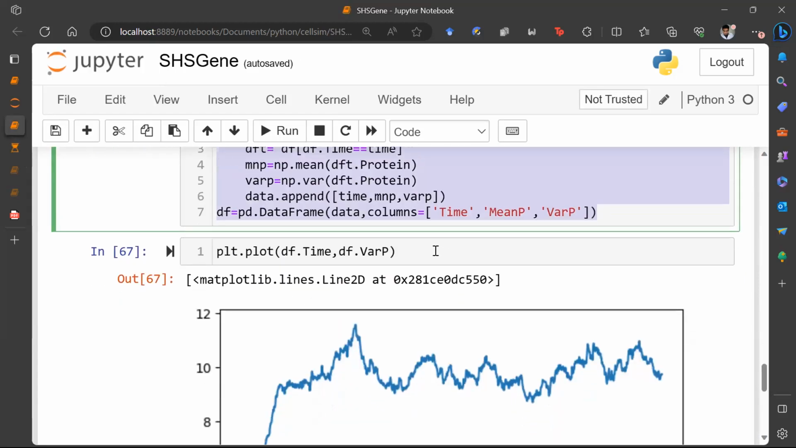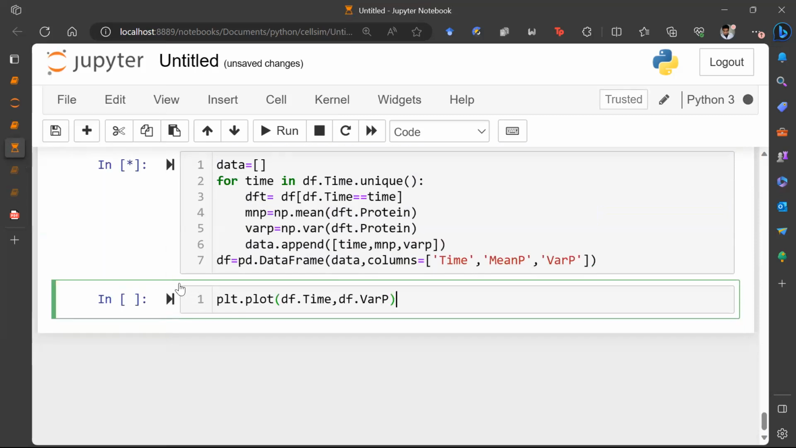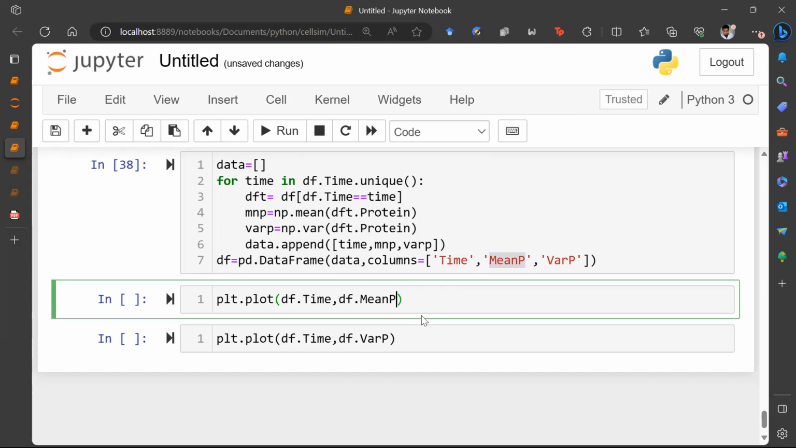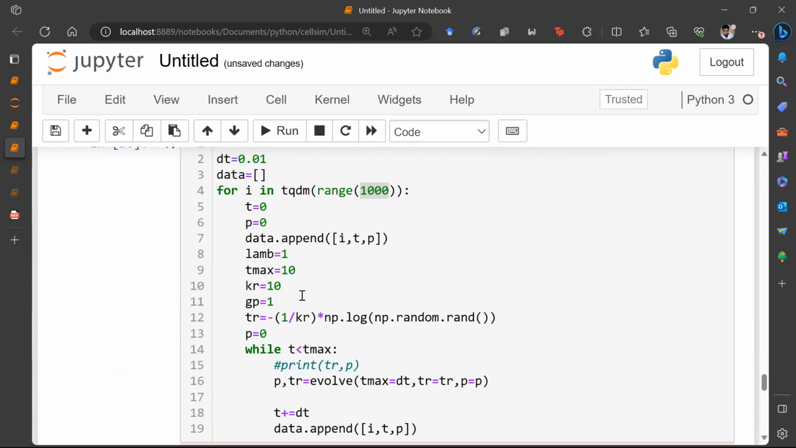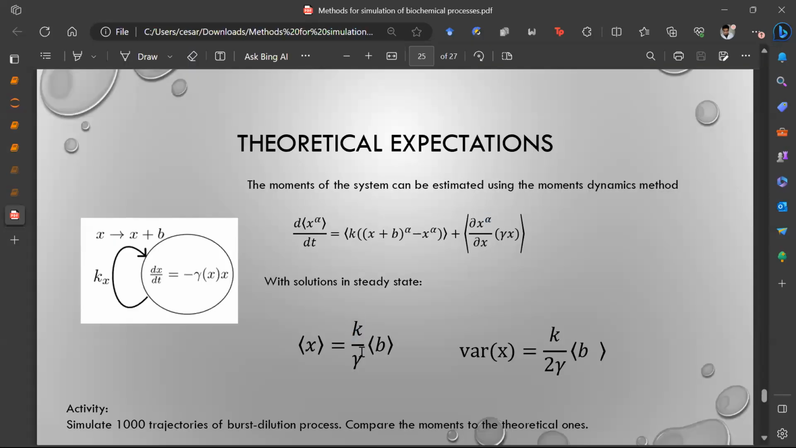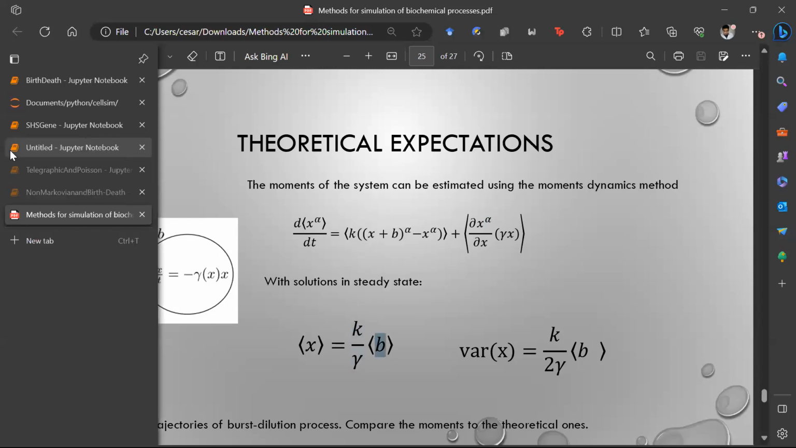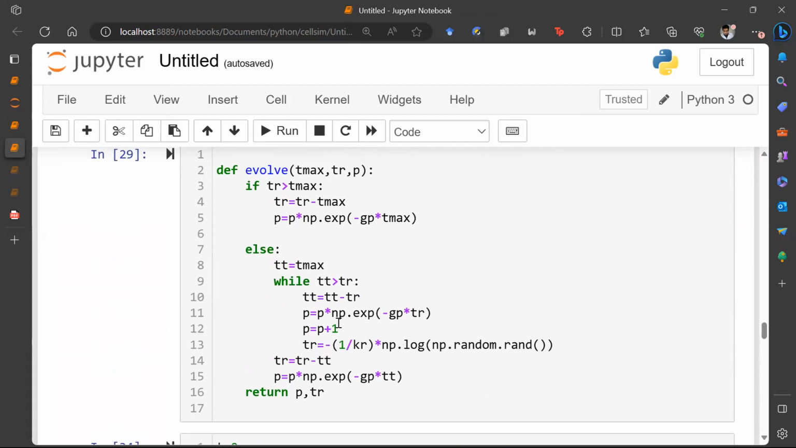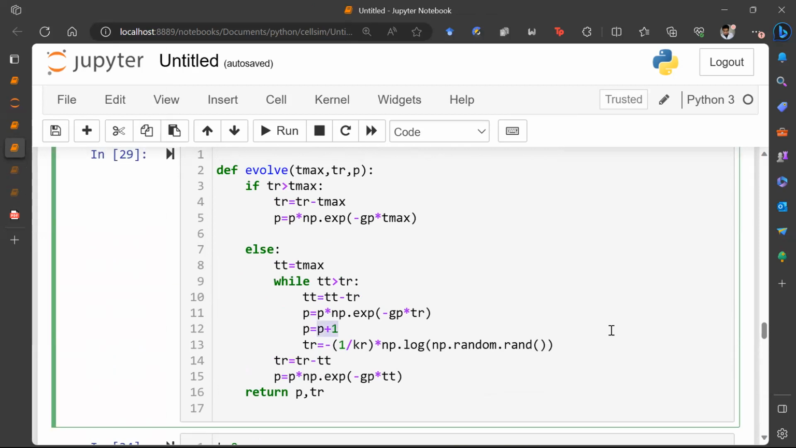So the mean is 10. Let's say here I use as parameters k equal to 10 and g equal to 1. So compared to the values, k is equal to 10 and gamma is equal to 1. And the burst here is 1 because I'm increasing the protein by 1 every time the reaction occurs.